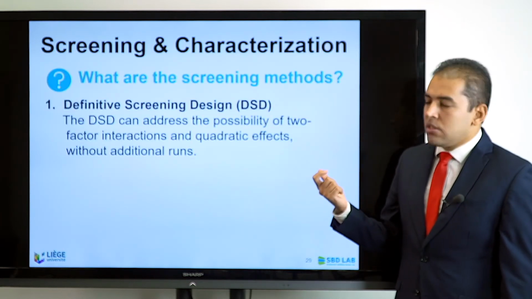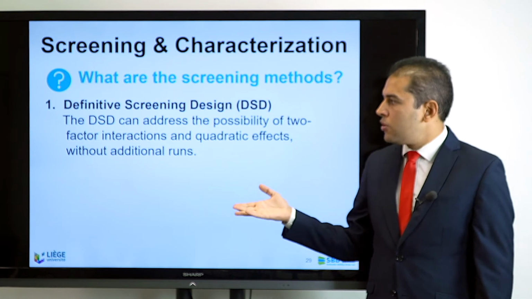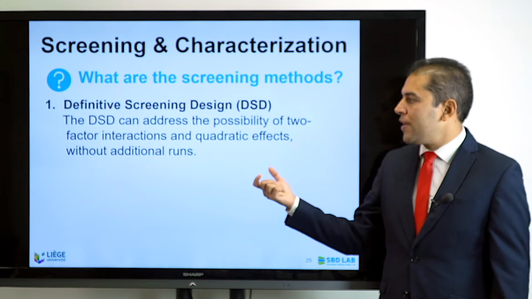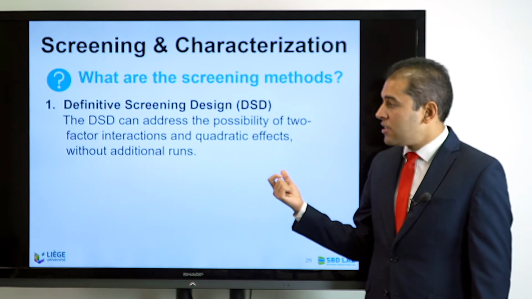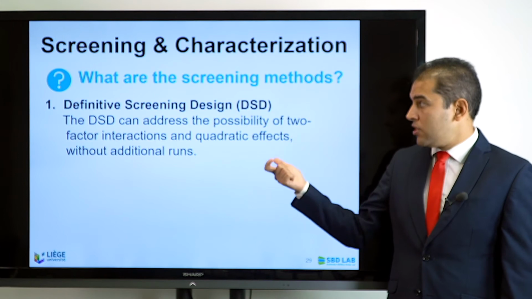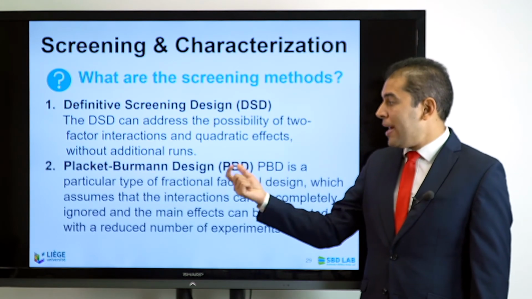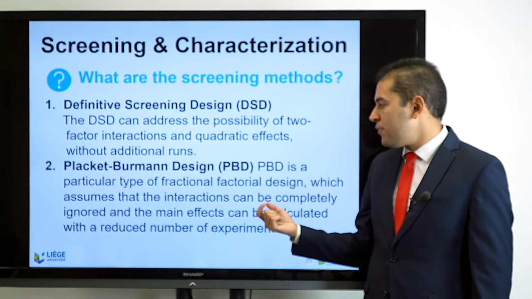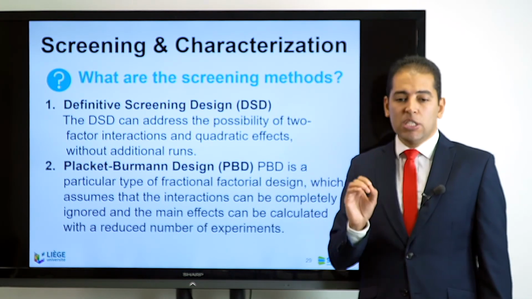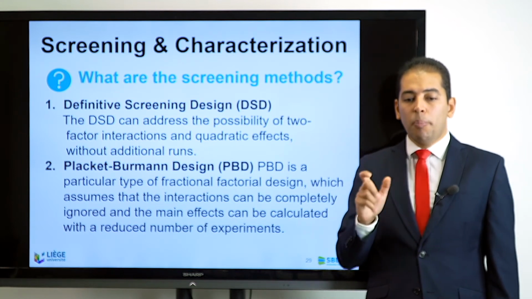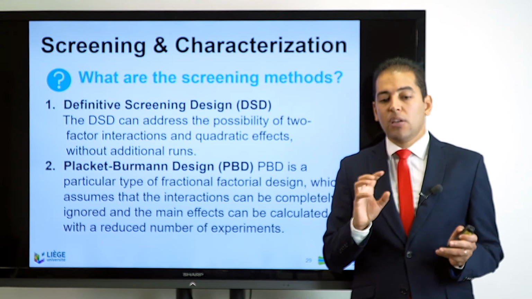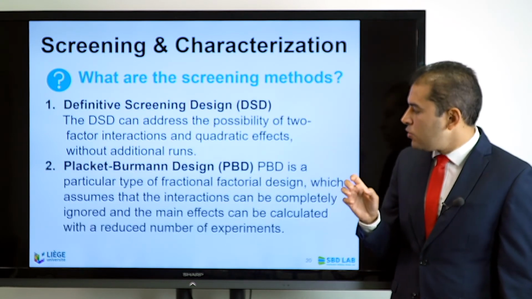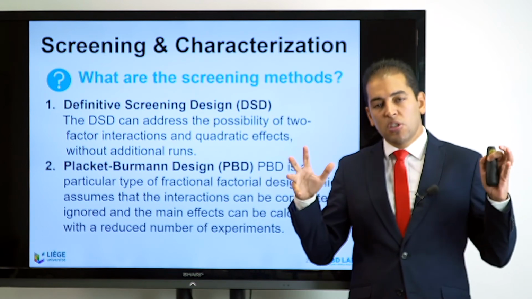What are the screening methods that are most commonly used? The most famous one is the definite screening design, the DSD, and the DSD can address the possibility of two-factor interaction and quadratic effects without additional runs. So you can start with the DSD. Also, you have the Plackett-Burman design, the PBD, which is a particular type of fractional factorial design, which assumes that the interaction can be completely ignored and the main effects can be calculated with a reduced number of experiments. So once you are working with those two methods, you can start the screening process.